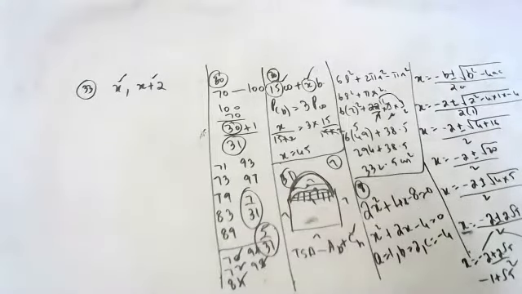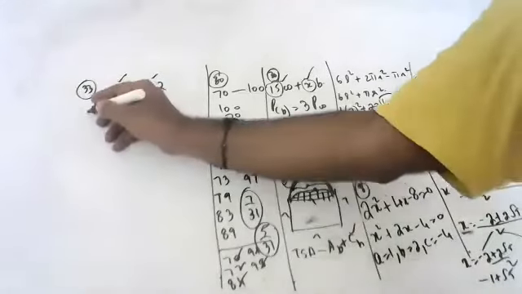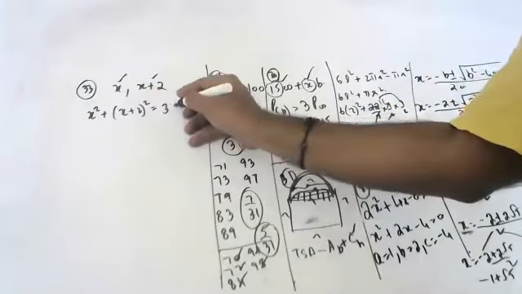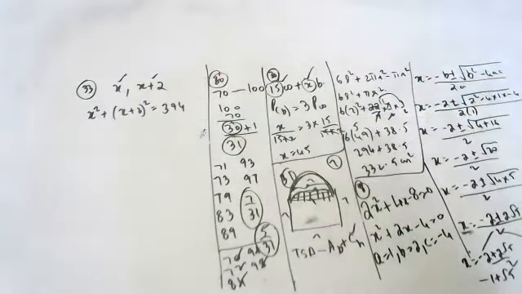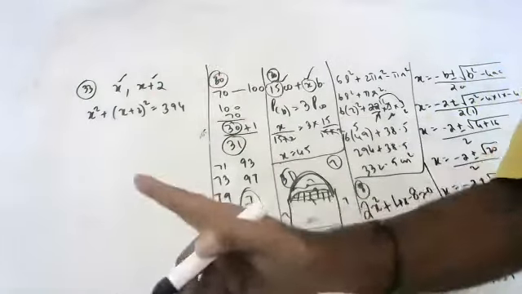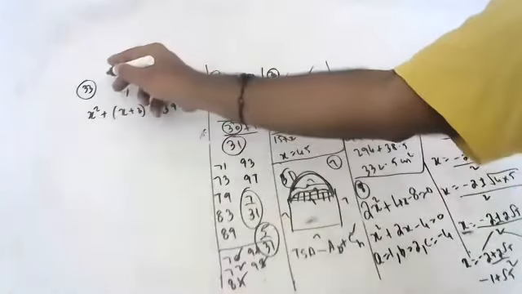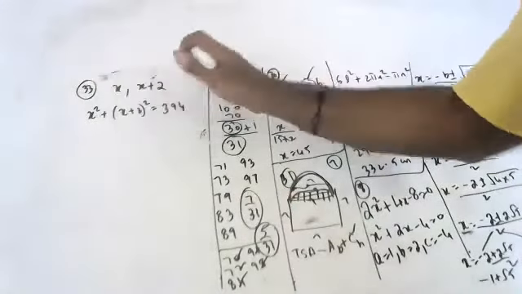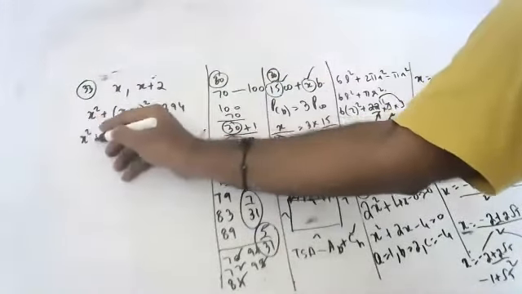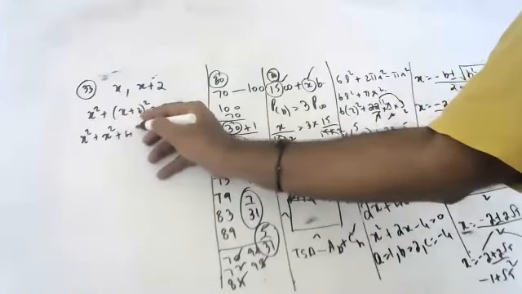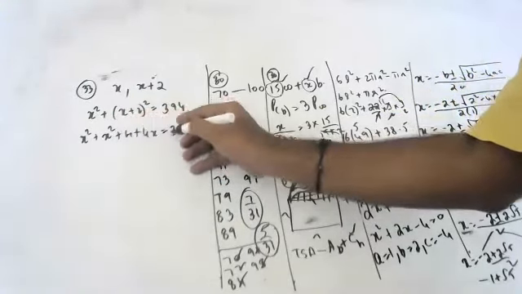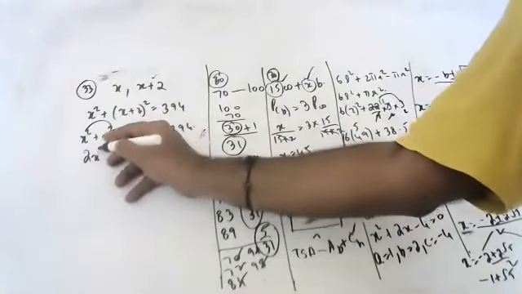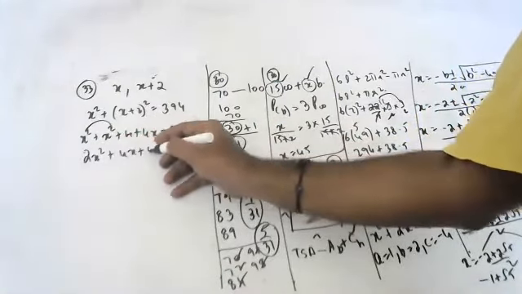The sum of squares of two consecutive odd numbers is 394. If one is x, the other is x plus 2. If this is 3, then 3 plus 2 is 5, like that, children. So how much, children? x square plus x plus 2 whole square, x square plus 4x plus 4, is equal to 394.